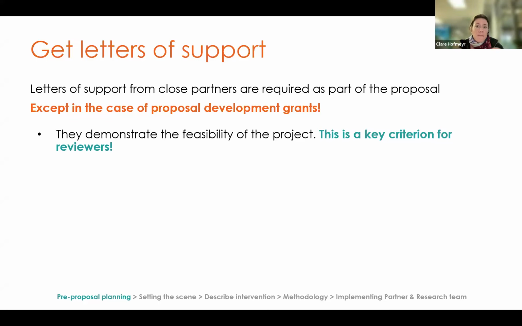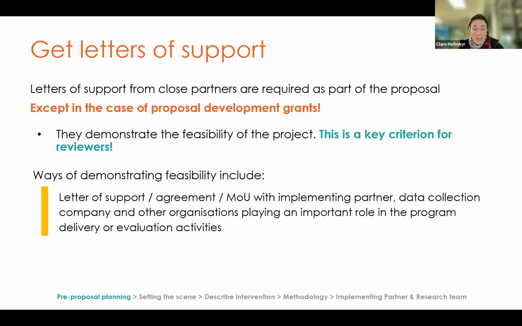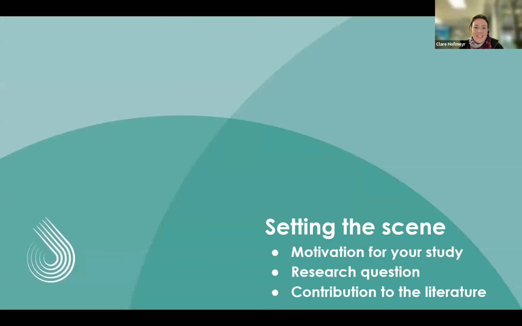And reviewers, there are a number of things reviewers are looking for to be indicated in the proposal, and one of them is: is this feasible? Is it actually going to be able to be implemented? And if you just click to the next point. So some ideas for ways to demonstrate feasibility include a letter of support or formal agreement, or MOU, memorandum of understanding, with your implementing partner, the company responsible for data collection, and then any other organization playing an important role in either delivering the program or conducting the evaluation. All right, next slide, please.